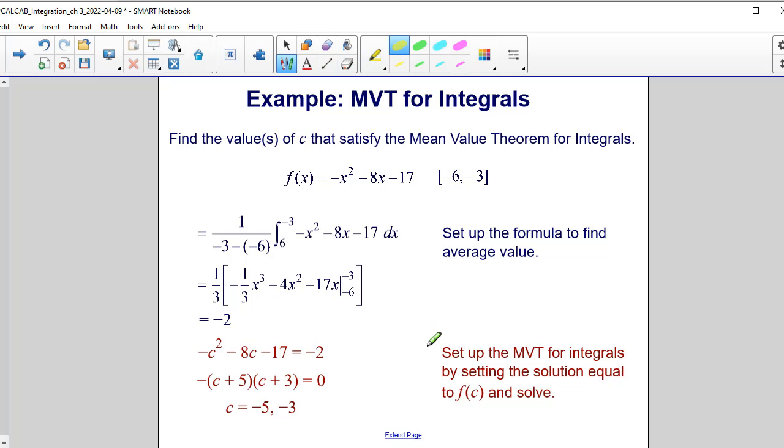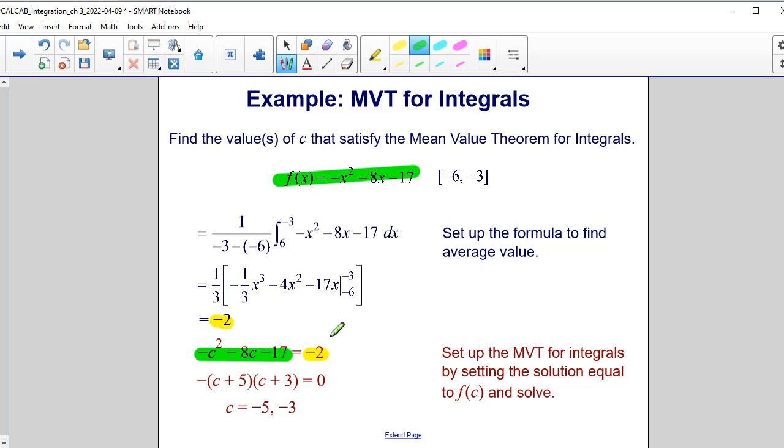So at this point, we set up the mean value theorem for integrals by setting the solution equal to f of c and solve. Let me point out that our average value was equal to -2. We take our original function and replace x with c. So that's how we get -c squared minus 8c minus 17 is equal to our average value, -2.